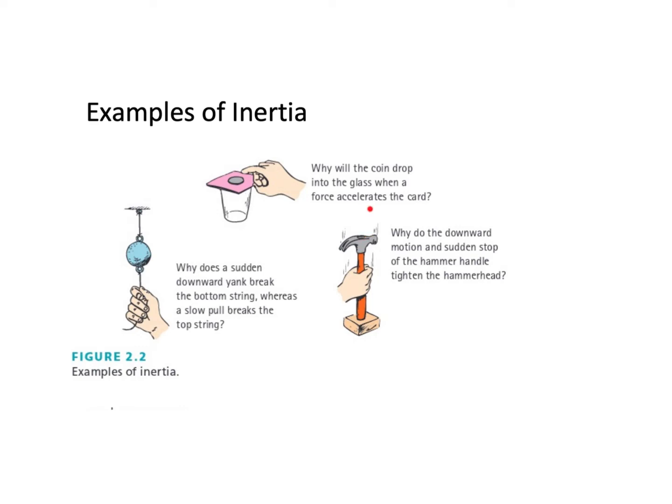Because at first, when you're slamming it down, both the handle and the metal part of the hammer are moving together, but once the handle strikes the wooden block, the handle is stopped, but the metal part still wants to keep moving downward, and so it pushes against the handle and tightens down further.